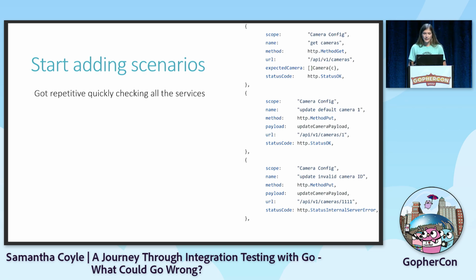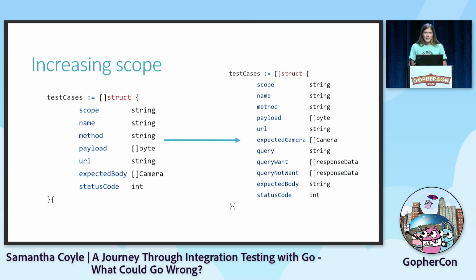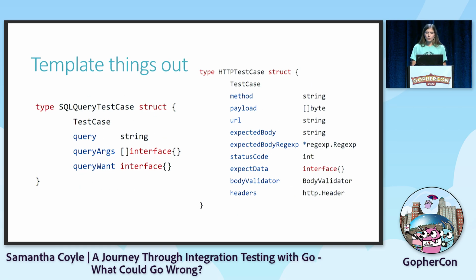Again, a little bulky, and it kind of got repetitive quickly, right? Copy, paste, copy, paste. And so it kept increasing in scope. And you can see, we added a few fields. We needed to go beyond just doing these HTTP requests and checking things that way. And we wanted to look into what's going on in the database here and there. And so that's where we added in some query fields. And so you can see it's increasing in scope, but we wanted to template things out and make it easier for us to continue to work with. And so that's where we ended up defining these two different test case structs.